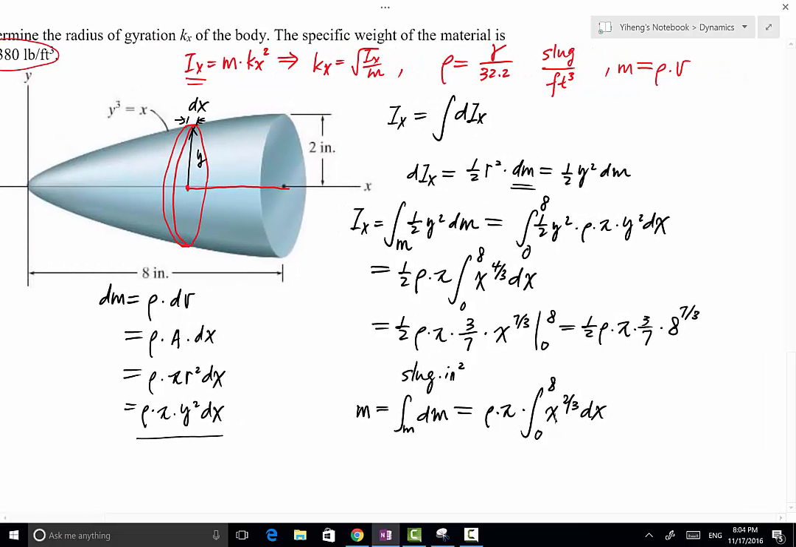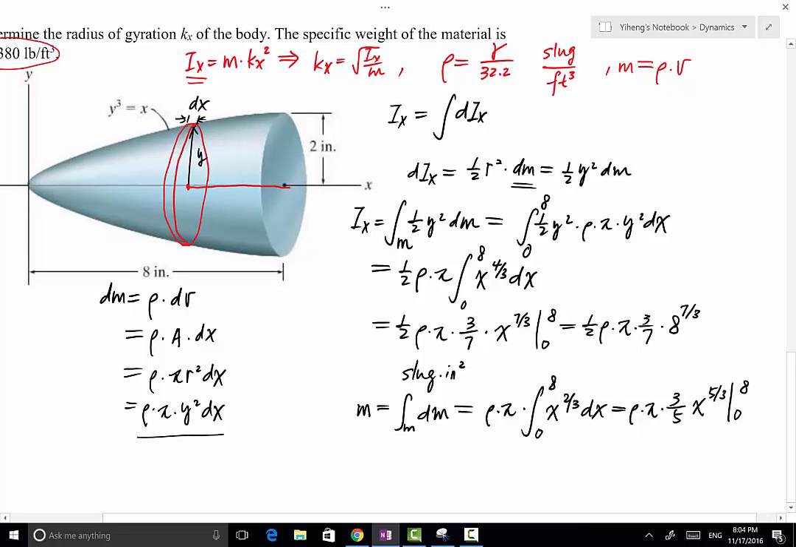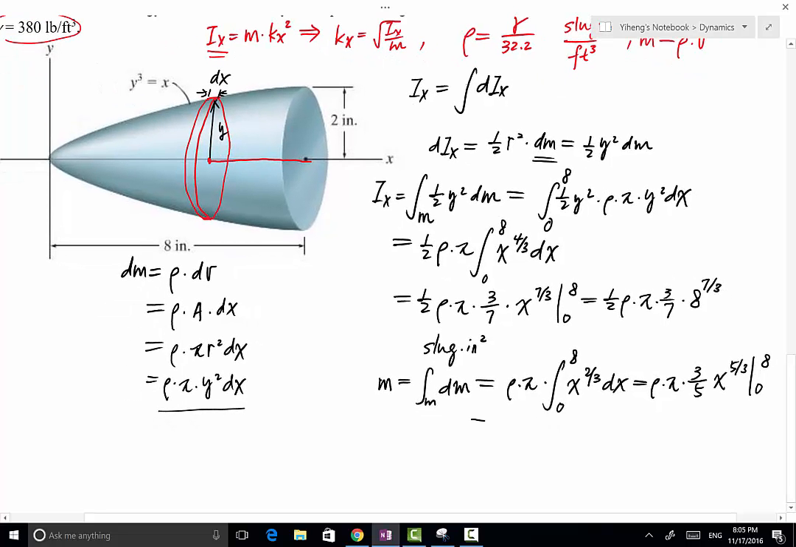So this becomes rho times pi times 3/5 x to the 5/3 power, evaluated from 0 to 8. So this becomes rho times pi times 3/5 times 8 to the 5/3 power. This is in the unit of slug, by the way.